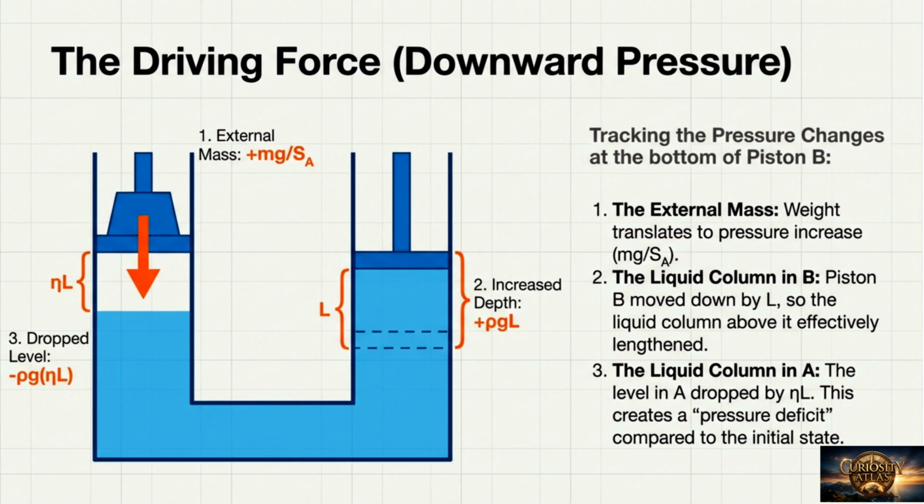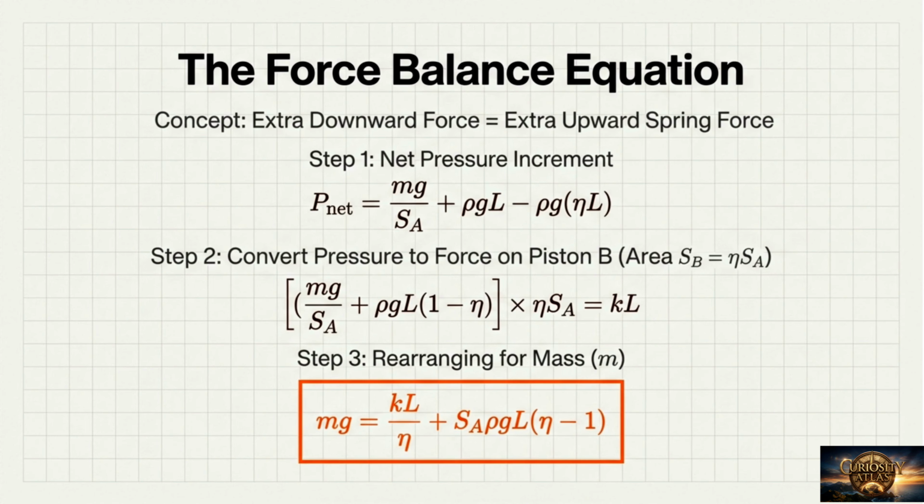This pressure change results from three factors: the external mass on piston A, the increased depth of the liquid column in B, and the dropped liquid level in A. The core concept is that the extra downward force equals the extra upward spring force. This results in the final equation for mass M, expressed as mg equals KL over ETA plus S sub A times rho g L times (ETA minus 1).